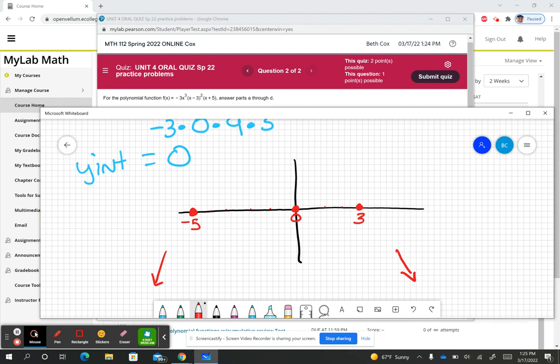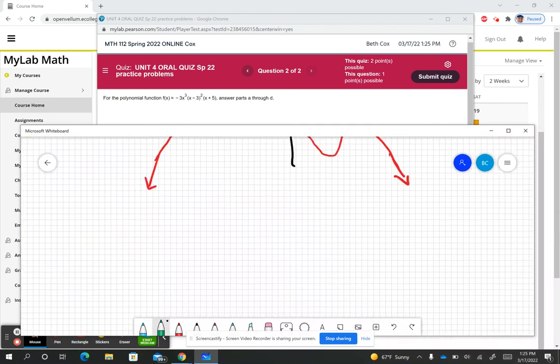Then the next piece of information was the multiplicity, whether it crosses or touches and turns around. And it crosses here. So watch me cross the graph at negative 5. And then it crosses at 0. So I got to turn around and cross at 0. But at 3, it's going to touch and turn around. So that is somewhat what it looks like. So it crosses here. It crosses here. But touch and turn around here. And that's it. So that's it in a nutshell.